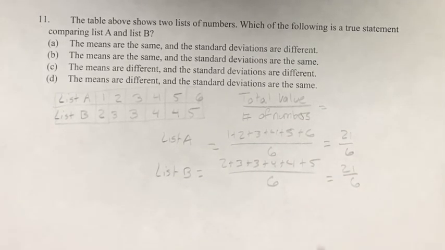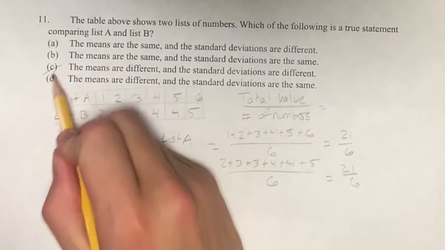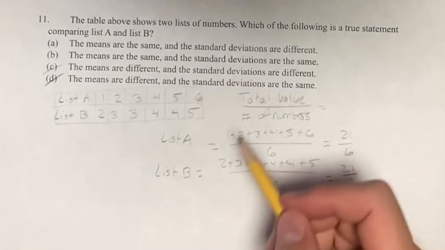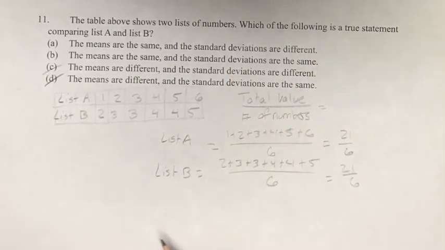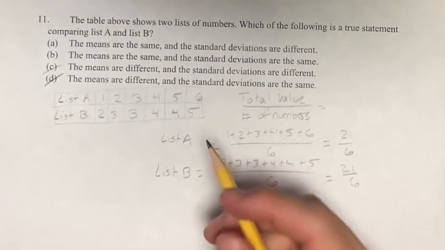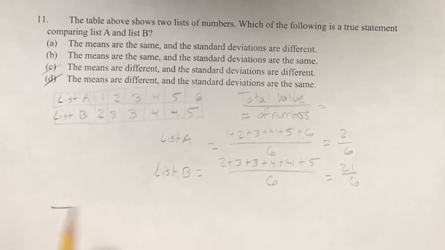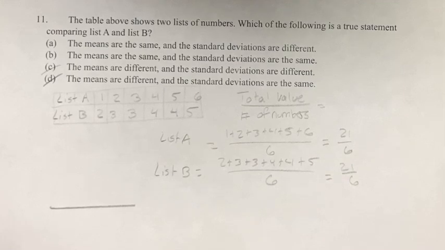So the means are the same. That limits us to A and B, because C and D said that they're different. Now we have to look at the standard deviations. Are they different or are they the same? We're not going to do this by calculation. We're going to do this by looking at a visual image of the data here.